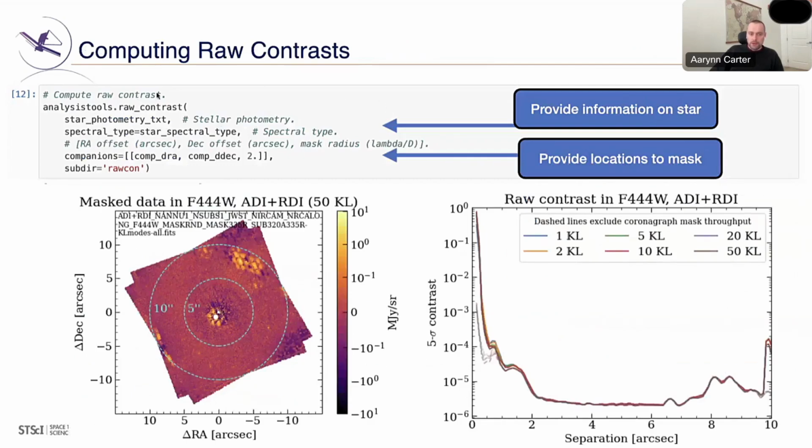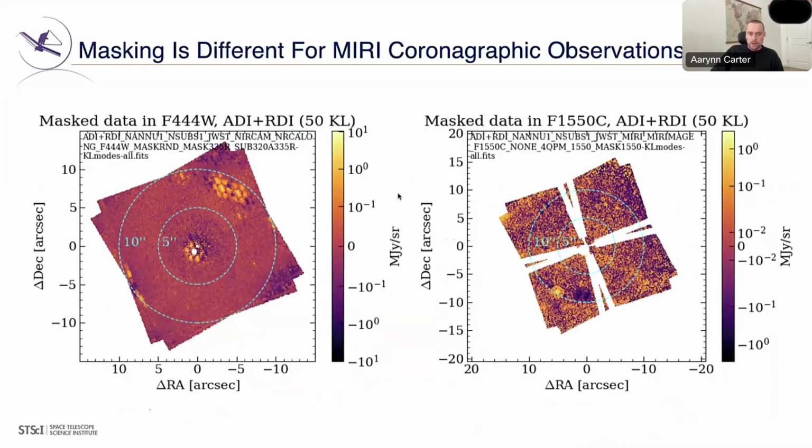So with that, we can compute raw contrast. We're just calling analysis tools raw contrast. We're telling it about the stellar photometry, information on the star. We tell it where some companions are if we want to mask them. Here we haven't done the best job. We could be masking these things out here as well. But just for a tutorial, you can see how it works. And then the output at the end is these raw contrasts that give us an understanding of what kind of intensity of a companion we could detect relative to the star as a function of separation.